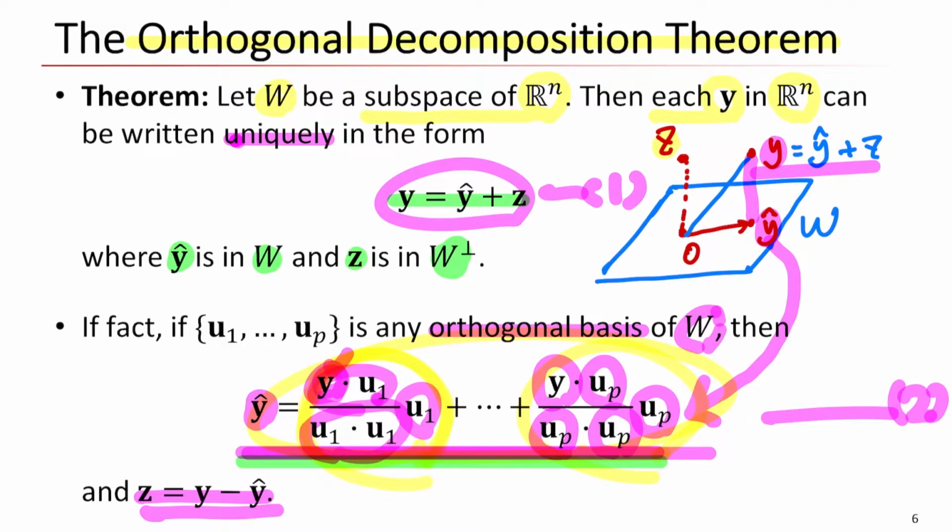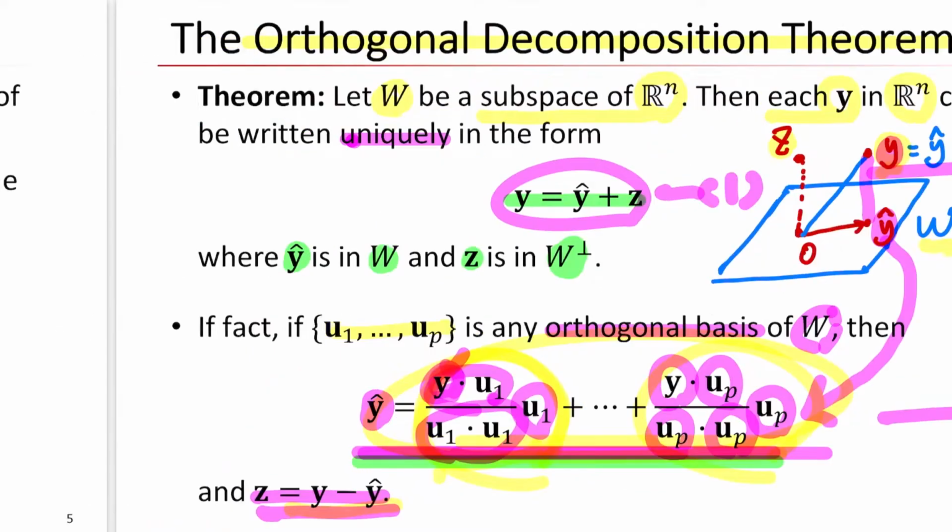If we have the subspace W and an orthogonal basis of W, and given an arbitrary vector Y in R^n space, it doesn't necessarily mean Y is in W, but Y can be any arbitrary vector in R^n. Then this vector Y can be represented by Y hat and Z. So Y is equal to Y hat plus Z, where Y hat is equal to here and Z is equal to here. This is the orthogonal decomposition theorem.